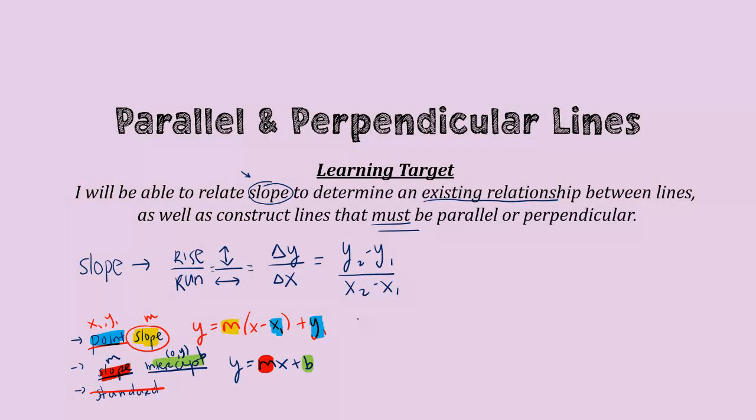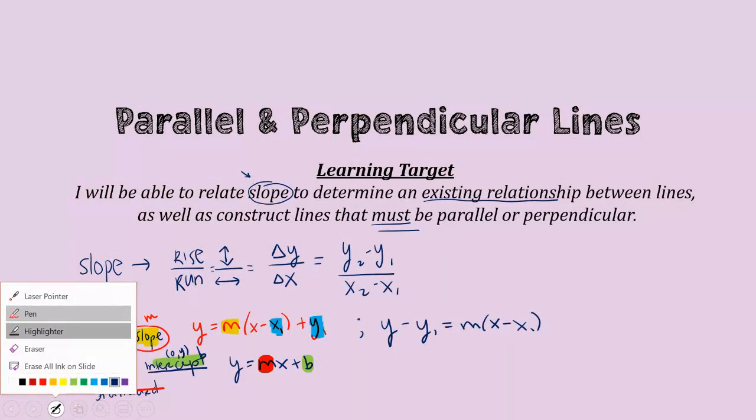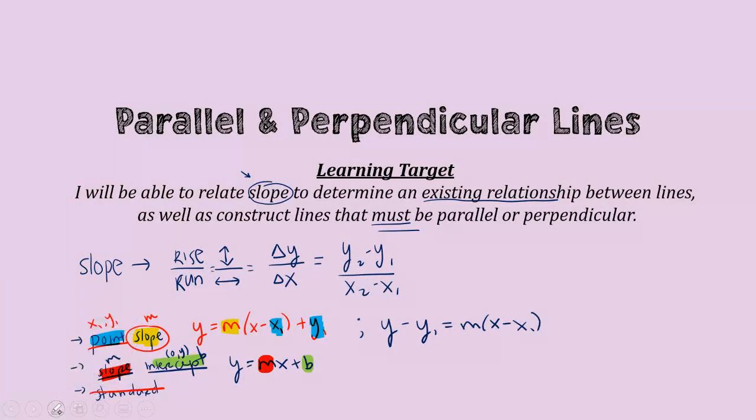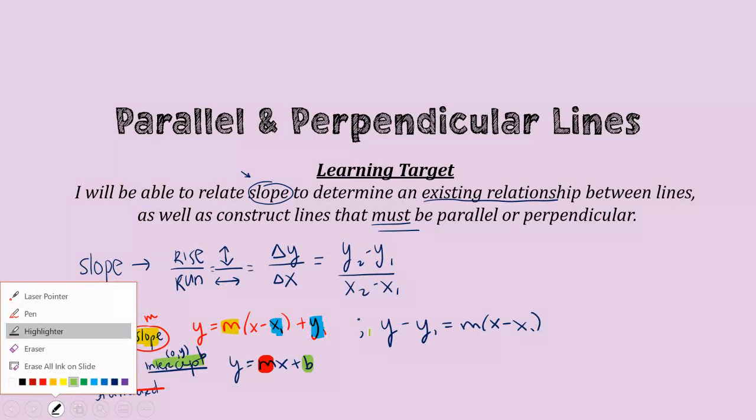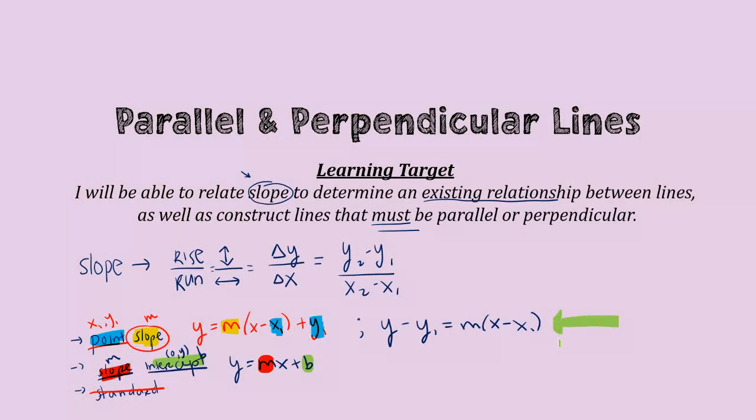I'm going to back up. I said this could be written 2 ways. Sometimes you see it as y minus y1 equals m times (x minus x1). And these are also on your formula sheet, so keep using that formula sheet. These are the same. I'm just basically saying, let's subtract y1 from both sides.